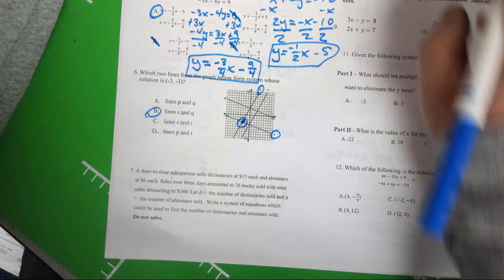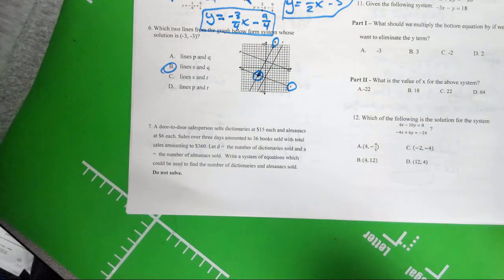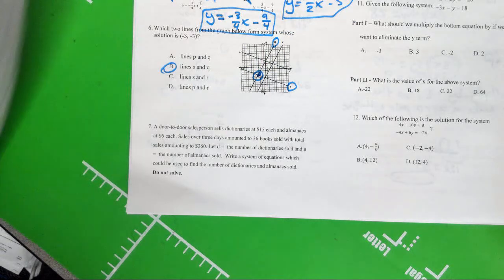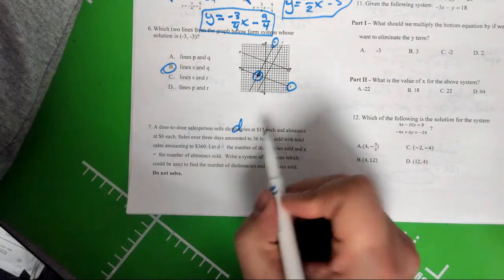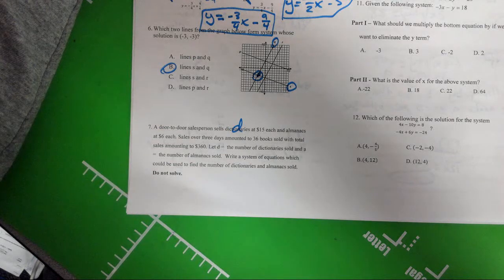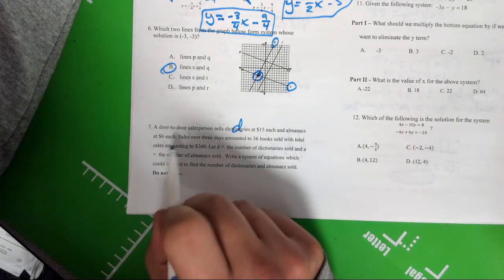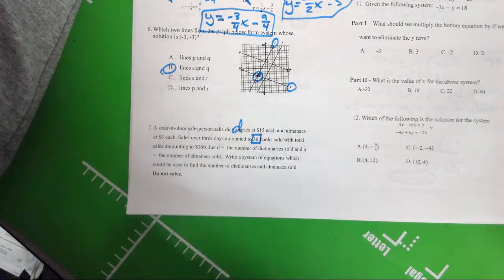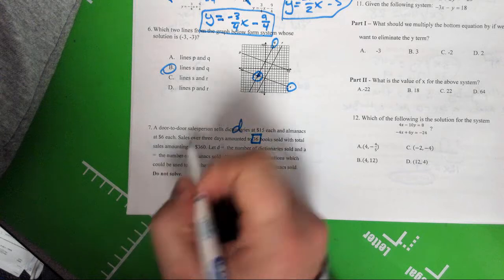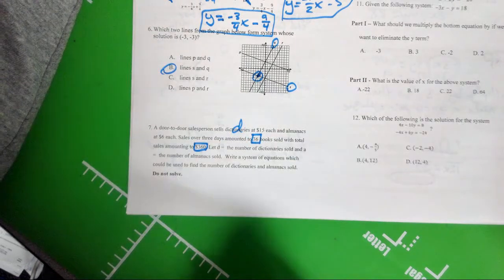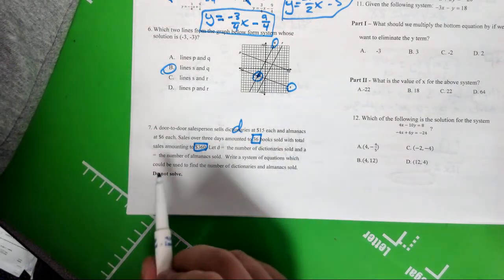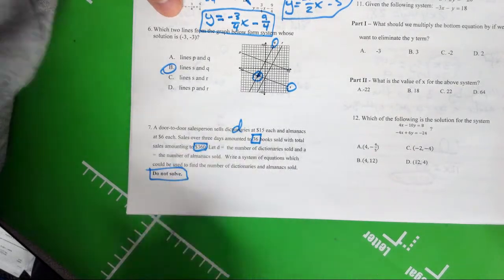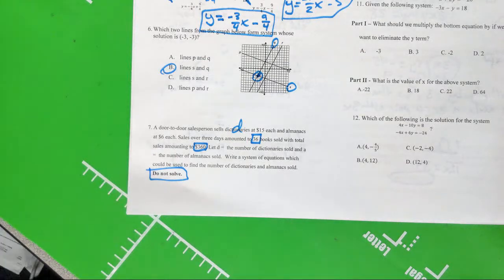All right. Moving on to word problems. Well, at least one for right now. A door-to-door salesperson sells dictionaries for $15 a piece. Almanacs for $6. Okay. Sales over the 3 days amounted to 36 books. That's an important piece. With total sales amounting to $360. There's another important piece. D is the number of dictionaries. A is the number of almanacs. We're going to write the system of equations. Here we go. That's nice. Do not solve.